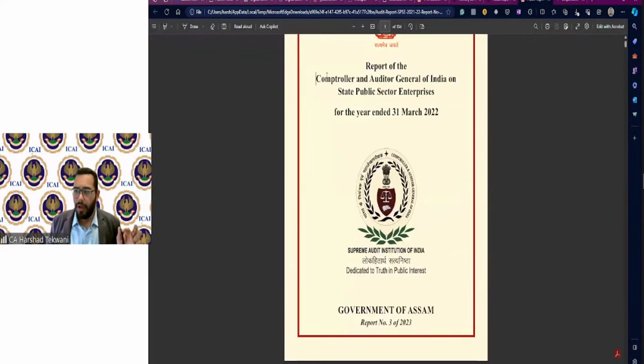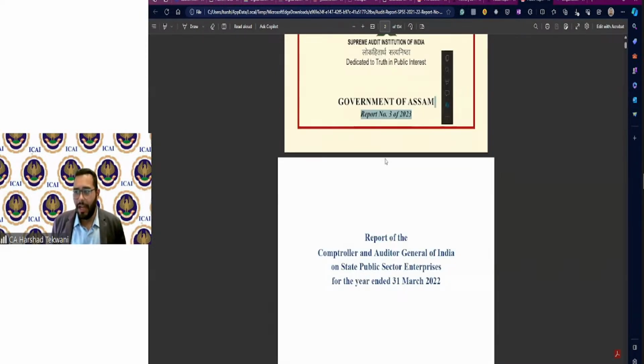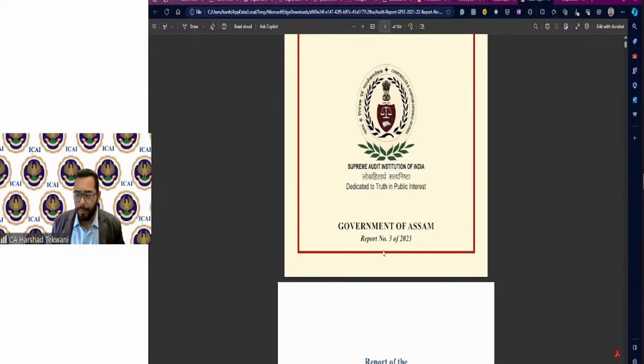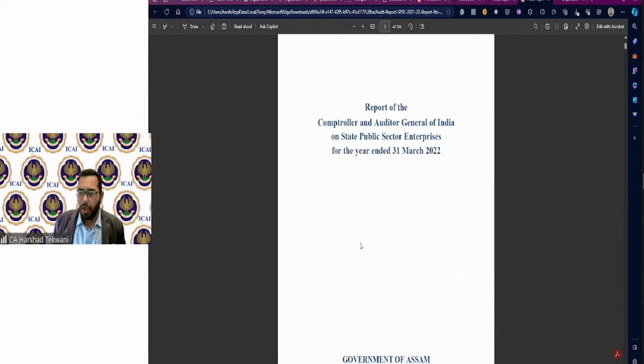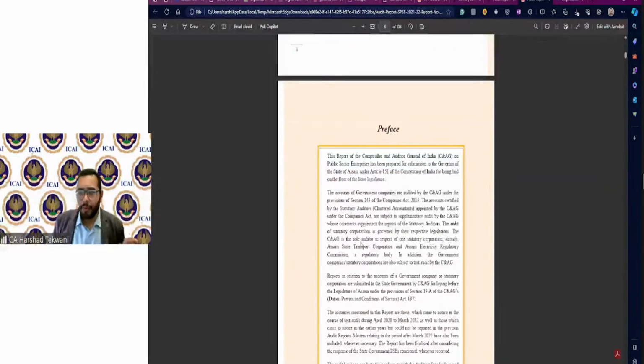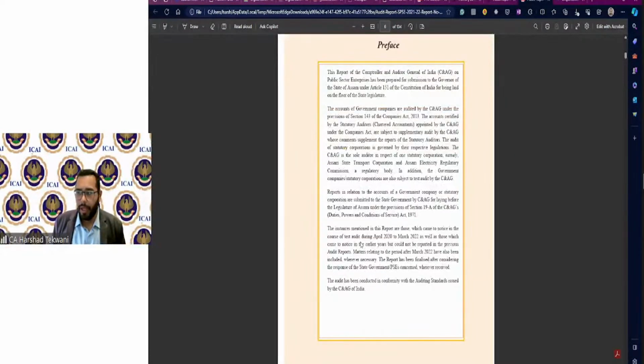So this is the report of CNAG on state public sector enterprises, in the government of Assam, for the year ended 31st March 2022. Now, this report was issued in 2023. So this is the report. Once this report is prepared, this report is laid in the parliament.